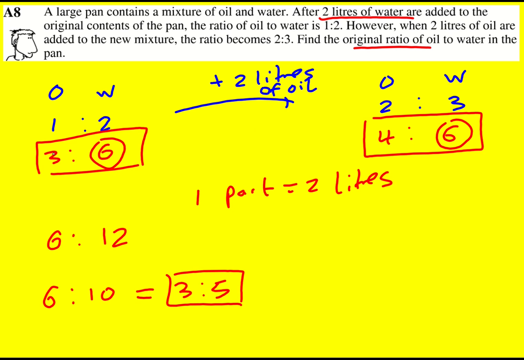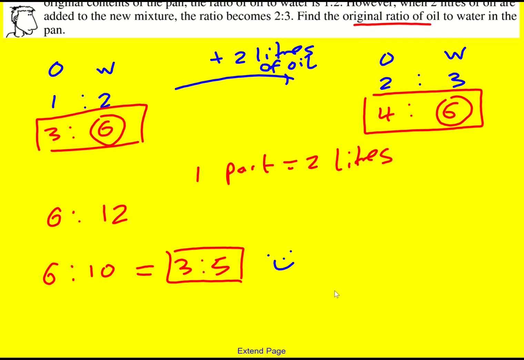Then we can see that the oil's gone up by 1 part, but we also know it's gone up by 2 liters. So 1 part is 2 liters, and from there we can multiply the number of parts by 2, get 6 to 12. Subtract the 2 for the, I think it was the water, to take us to 6 to 10 and simplify the ratio. Nice.